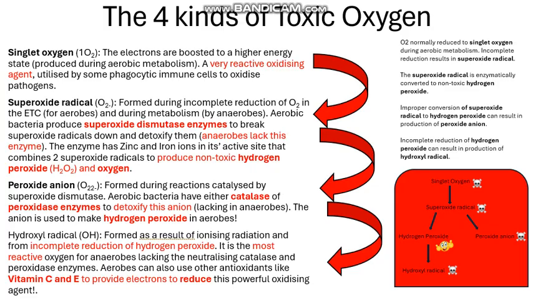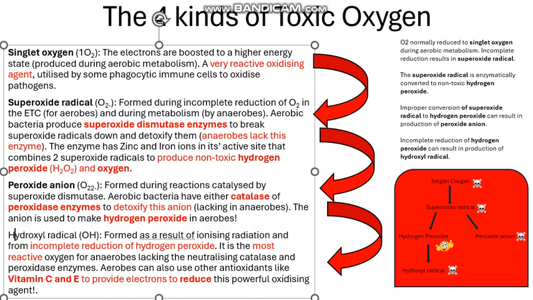The enzyme has zinc and ions in its active site that combine 2 superoxide radicals to produce non-toxic hydrogen peroxide and oxygen. We then have peroxide anion, formed during reactions catalyzed by superoxide dismutase. Aerobic bacteria have either catalase or peroxidase enzymes to detoxify this anion. This is lacking in anaerobes, and so that's why you get the tissue damage, well, the cell damage. The anion is used to make hydrogen peroxide in aerobes. And then, I don't know why that isn't highlighted.